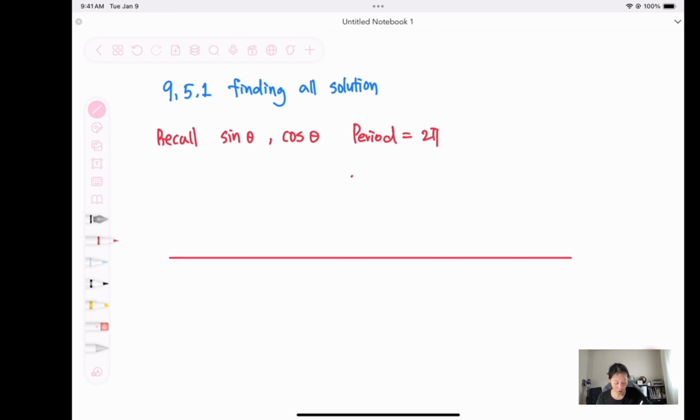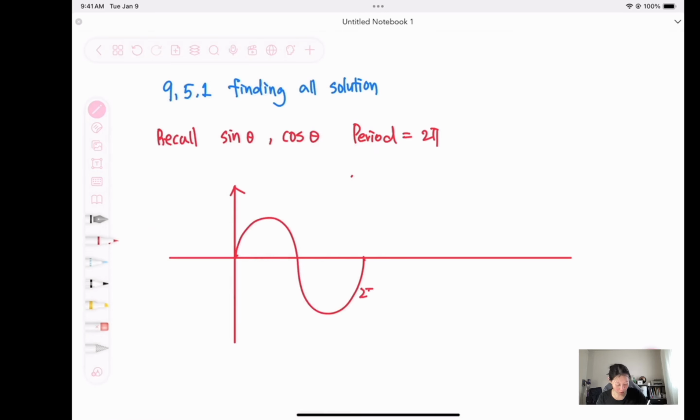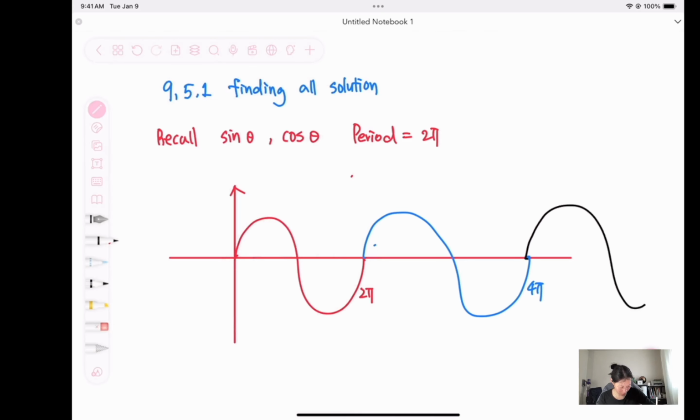So we know that sine's function in one period looks like this, correct? And then this is 2 pi, and after 2 pi it will repeat, doing the same thing again, right? Here is 4 pi, and then it will repeat again at another 2 pi, 6 pi. So it keeps going. That means if I'm trying to find a solution, there will be infinitely many solutions because we have infinitely many periods repeating, right?